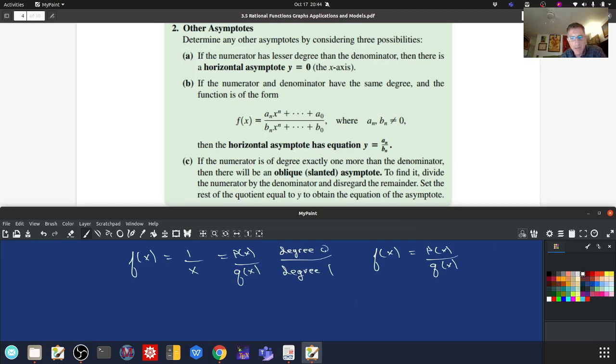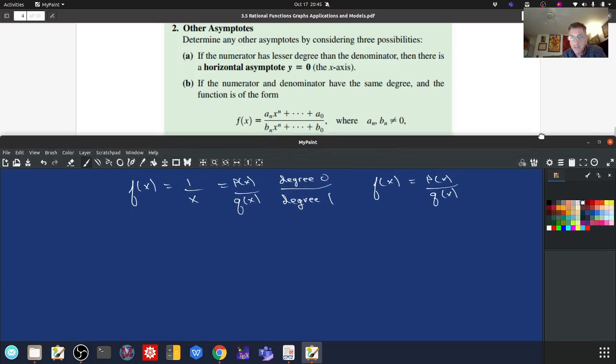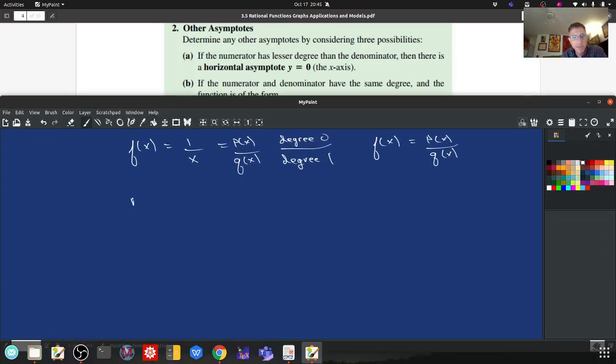So the degree of p(x) here is 0, and the degree of q(x) is 1. 0 is exactly 1 less than 1, so it has a horizontal asymptote at y is equal to 0. Now this is a good example. Now let's do m(x). m(x) is equal to 1 over (x plus 1) squared. Well, our p(x) in this case is the constant polynomial, and it has degree 0.